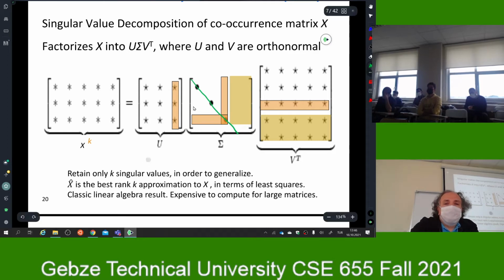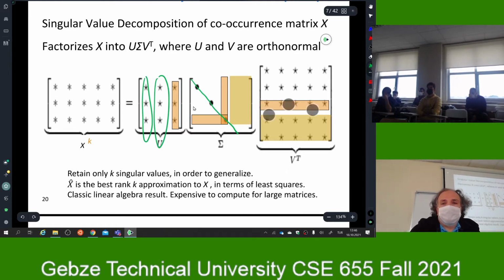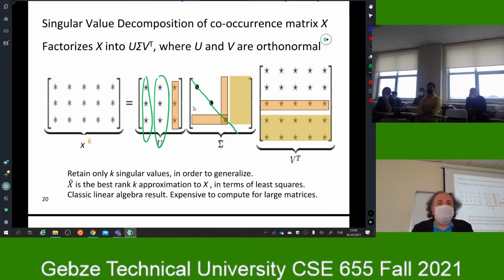This U and V are orthogonal matrices. What does that mean? That means that if two vectors are orthogonal, their dot product is zero, right? Because if they are orthogonal, their product is zero. Again, their rows are orthogonal, because this is V^T, the transpose of V. This is guaranteed by the singular value decomposition.